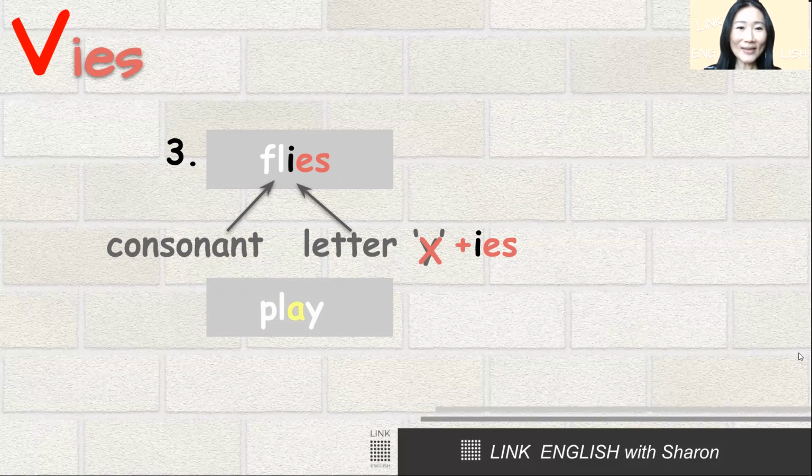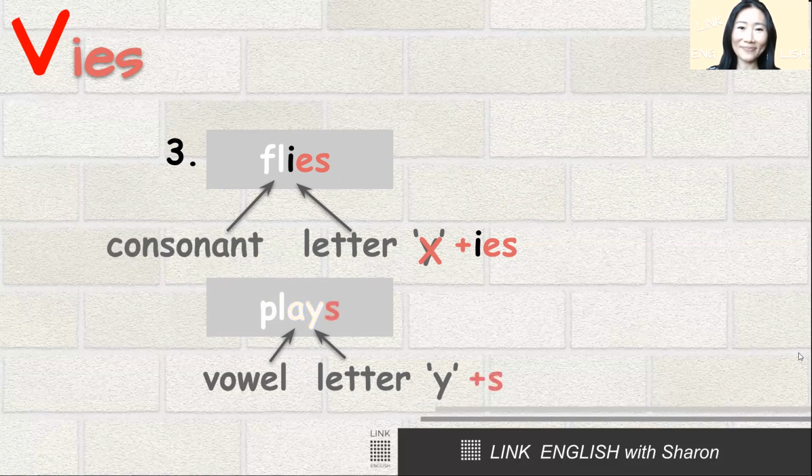Let's compare this example with fly. Play. You can see vowel with Y. A vowel letter, not a consonant letter. So don't delete Y, just add S. Play becomes plays.